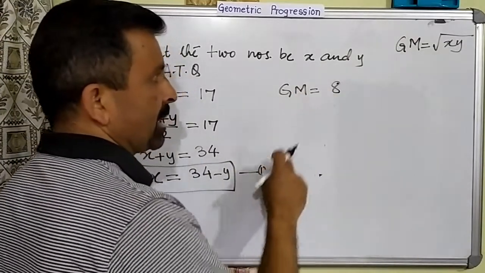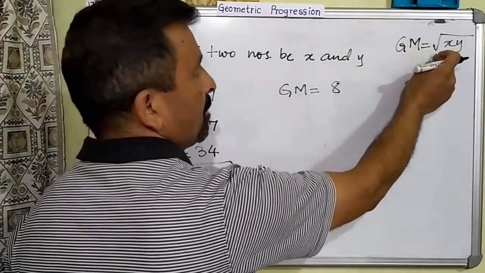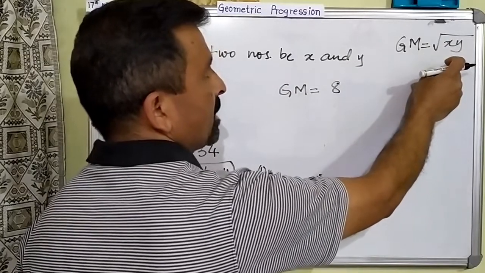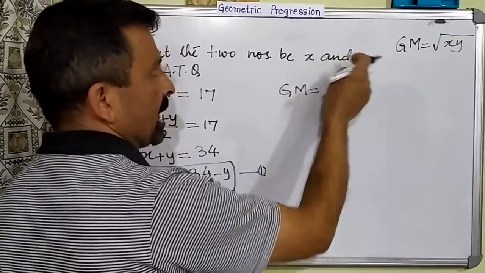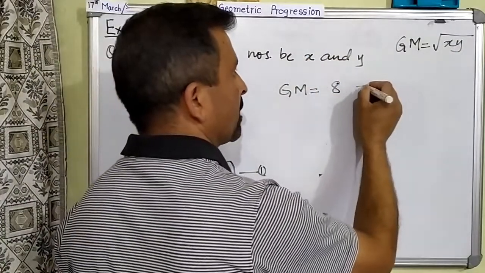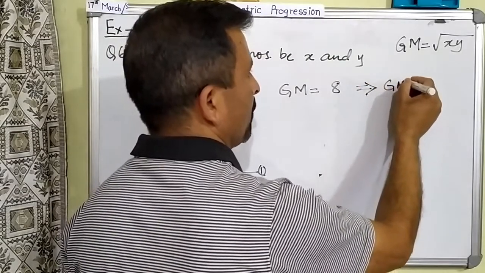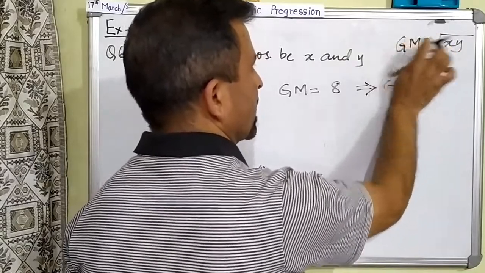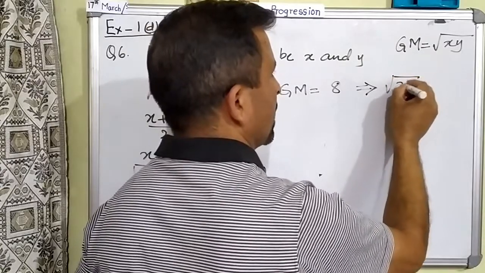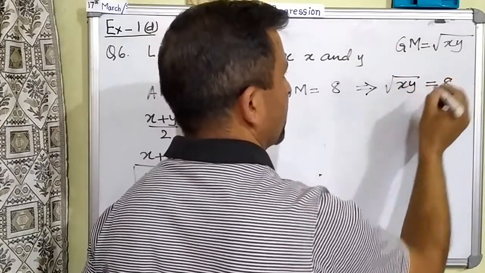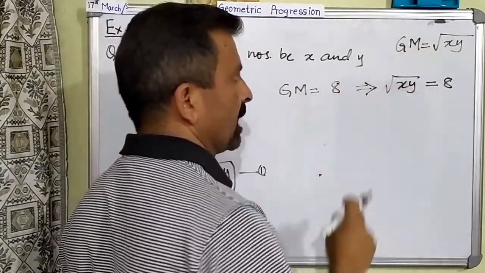Now let us come to the geometric mean. Geometric mean can be calculated by using this formula, right? Root over the product of the two numbers. The two numbers are x and y, so the geometric mean can be written as root over xy is equal to 8. Is it okay? Because the geometric mean is given as 8, therefore we wrote this value as 8.